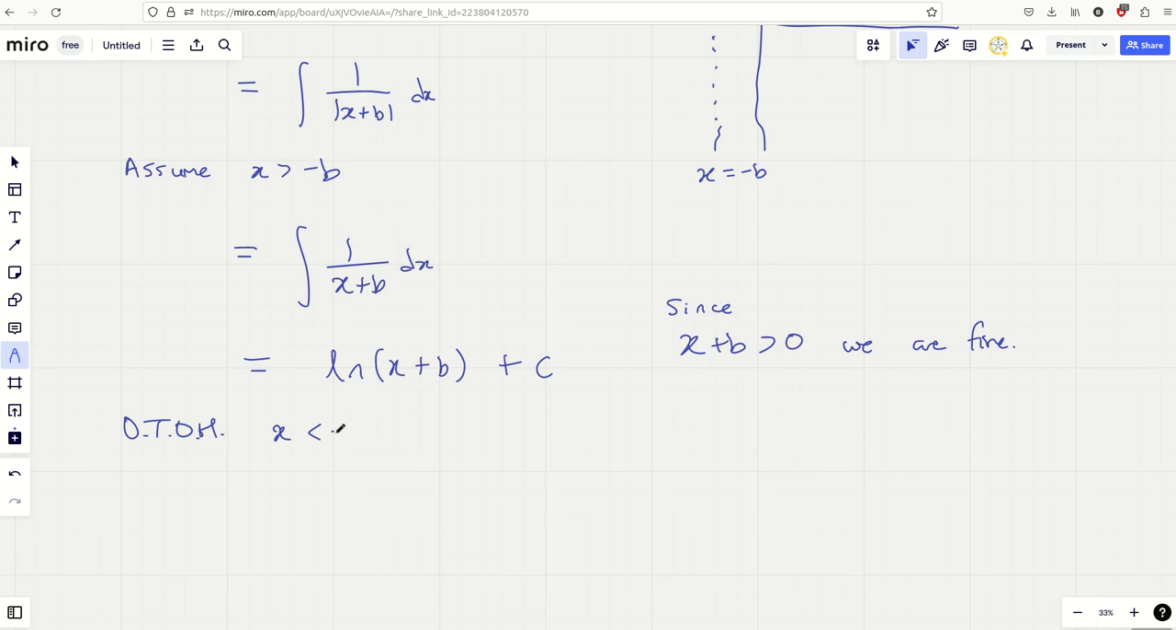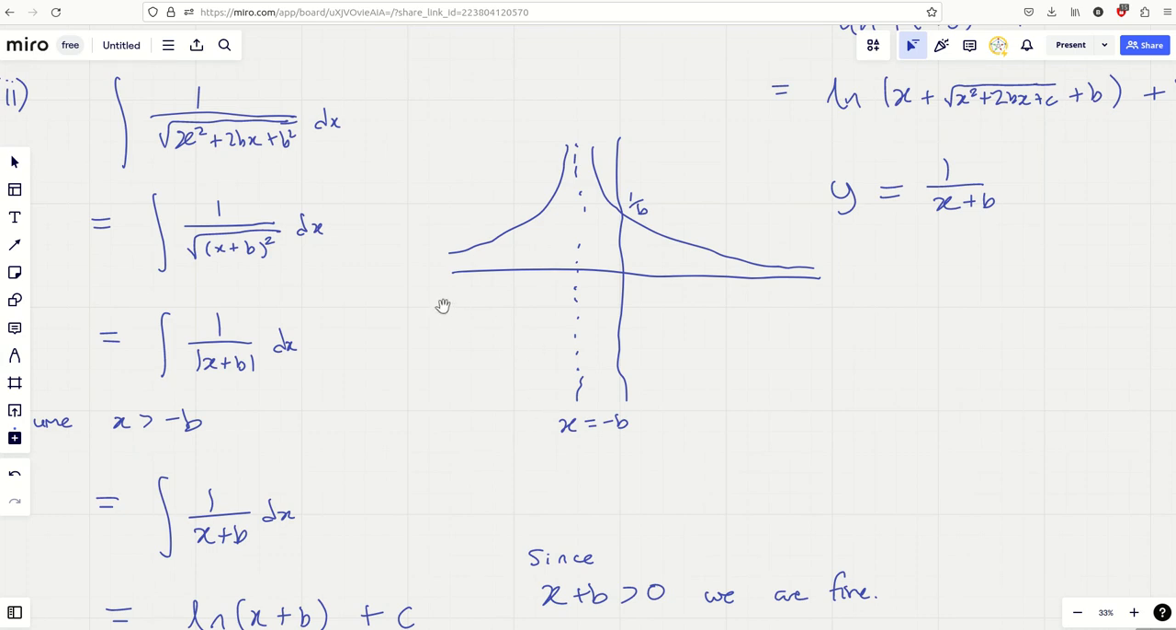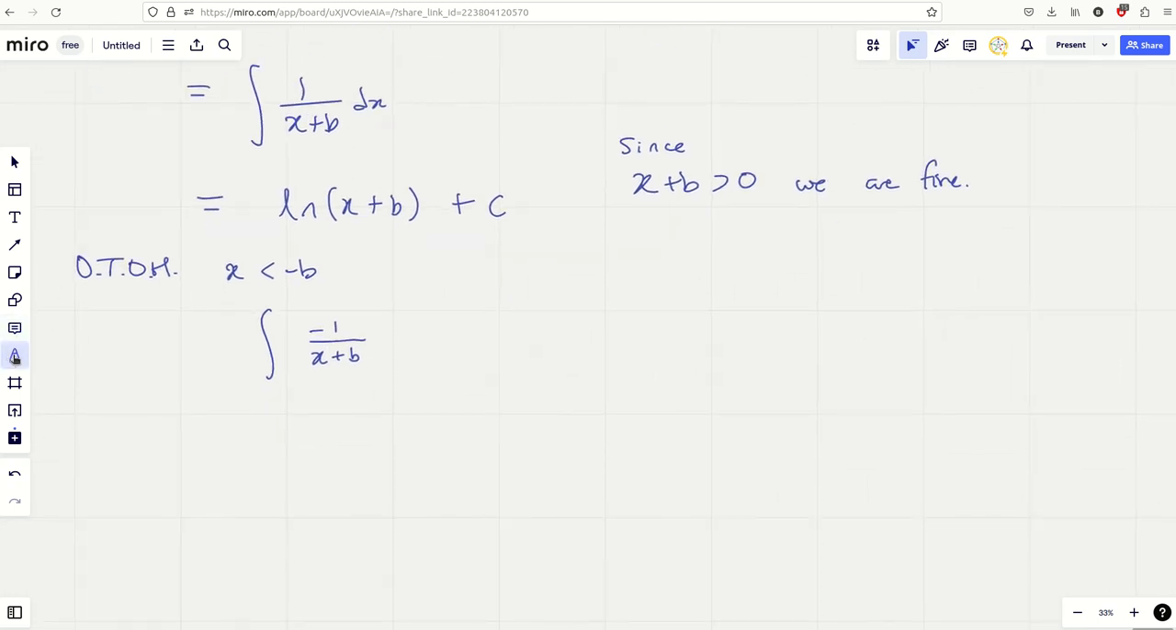Okay, if x is less than minus b, then what are we really integrating? We're really integrating minus 1 over x plus b, yeah? That's just to make sure I flipped that, which was down here in the x-axis, to put it up there. I've changed the y coordinates from negative to positive. Okay, with respect to x. Now this is going to give us minus ln of x plus b plus a constant c, but x plus b is less than 0, and hence this has no meaning because you're going to end up with a negative value in the ln.